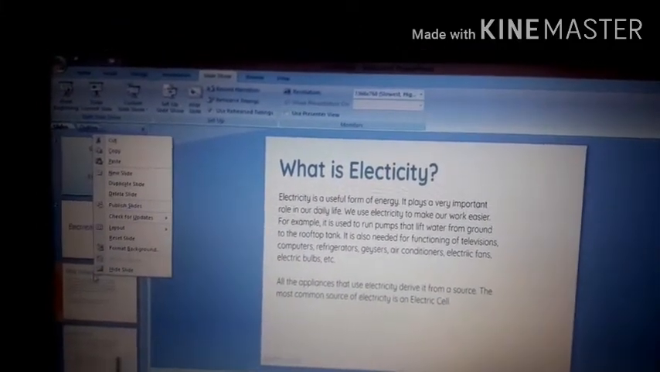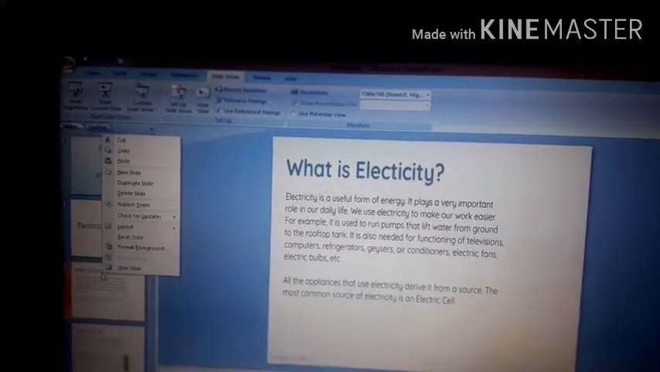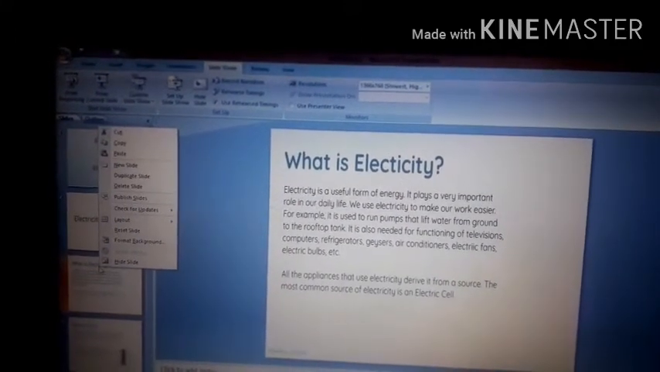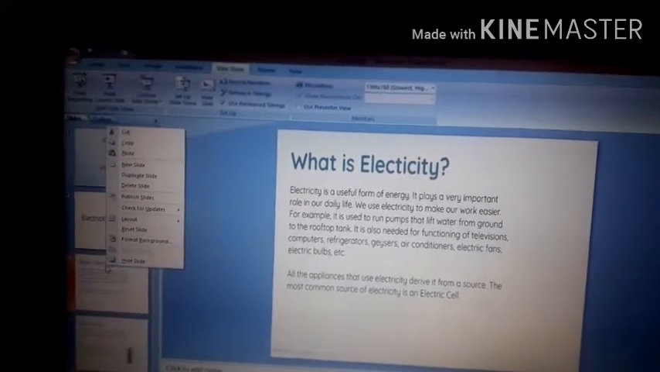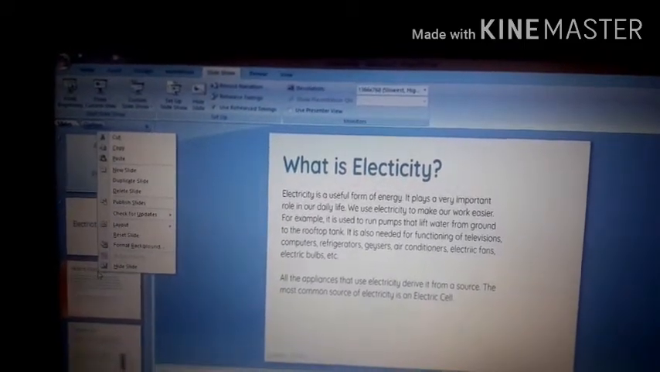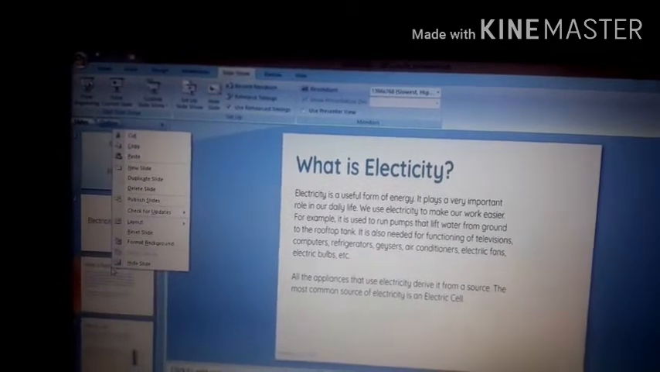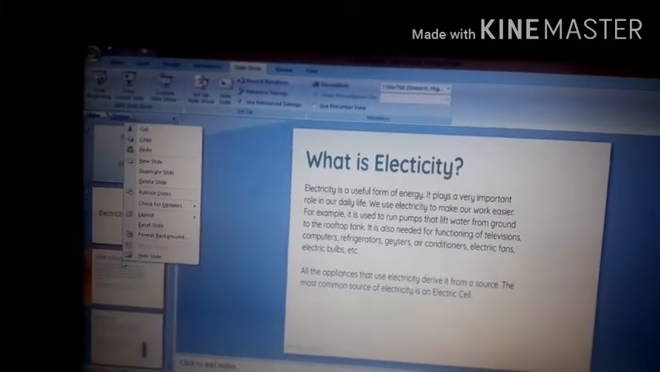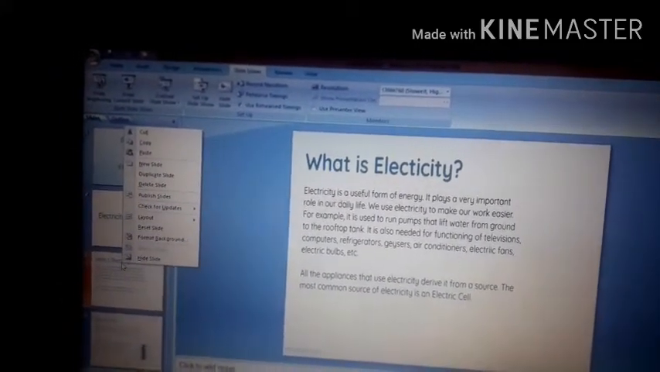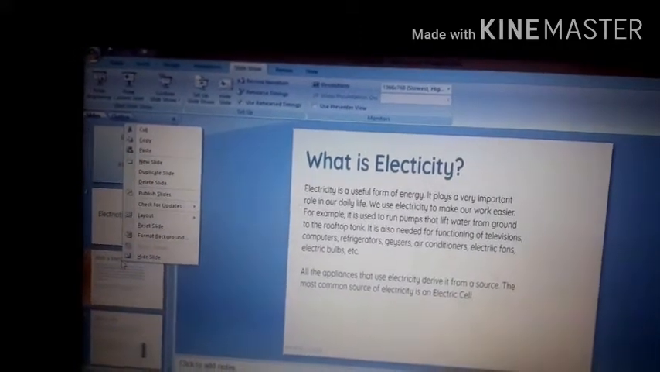We use electricity to make our work easier. For example, it is used to run pumps that lift water from the ground to the top tank. It is also needed for the functioning of television, computers, refrigerators, geysers, ACs, etc. It is also used for lighting.